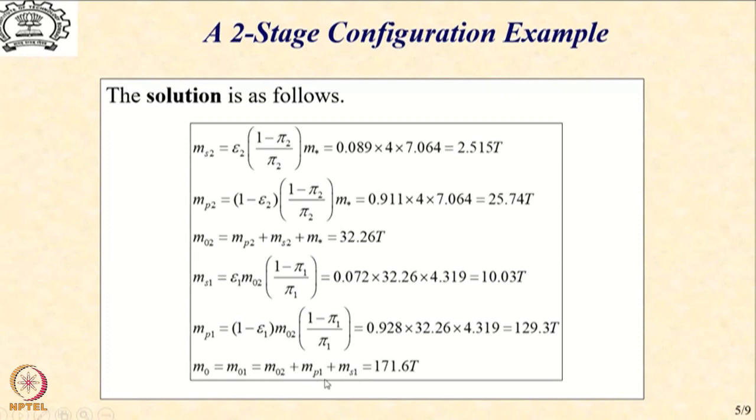I just add all these, that is M02 plus MP1 plus MS1, which is the M01 or the liftoff mass, and it turns out to be 171.6 tons. This I will leave you to verify: the actual gross liftoff mass of Angara 1.2 is around 171 tons, which means that the exercise that we have carried out is a feasible methodology for arriving at the stage-wise distribution of masses for a given rocket, which has epsilon i's and pi i's specified.